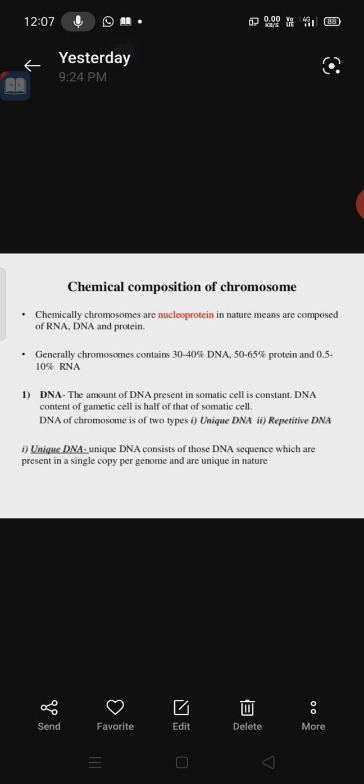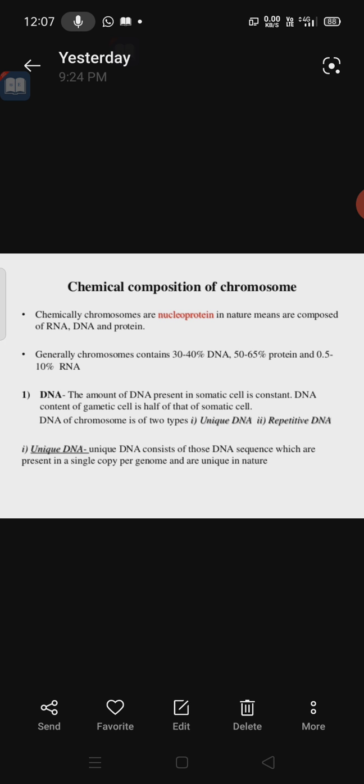DNA means the amount of DNA present in a somatic cell is constant. The DNA present is fixed. The DNA content of a gametic cell is half that of a somatic cell. If it is a gametic cell, then DNA is half as compared to the somatic cell.